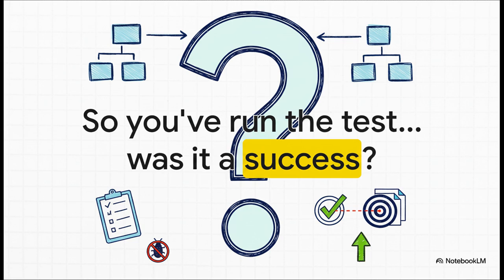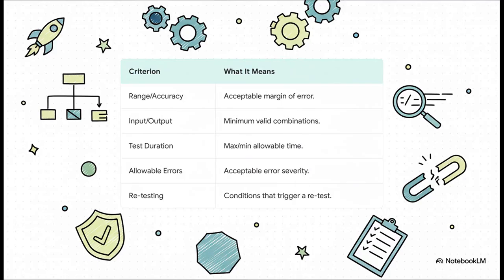So you've set your prerequisites, you've run the test, and boom, you have a result. The next obvious question is, did it pass? But in the world of Mil-Std 498, success is not a simple yes or no question. It's actually something you have to define with incredible precision before you even start the test. And that is why the standard makes you define the criteria for evaluating results. You have to state ahead of time the acceptable range of accuracy, the minimum number of valid combinations, the maximum time a test is allowed to run, and even what would trigger a retest. In this world, success isn't a feeling, it's a number you defined ahead of time.